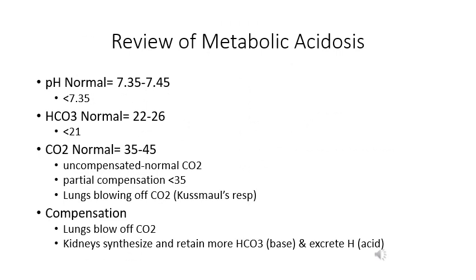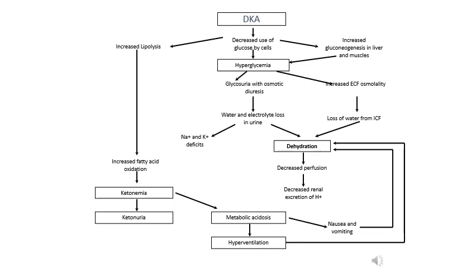This slide is just reviewing what we just talked about as far as metabolic acidosis, reminding you of the numbers and reminding you of the compensation part for CO2. I really like this flow diagram, how it shows all of the physiology of what's going on. Right down the middle, it talks about the hyperglycemia and how those large glucose molecules result in the osmotic diuresis because of that hypertonic pulling effect.